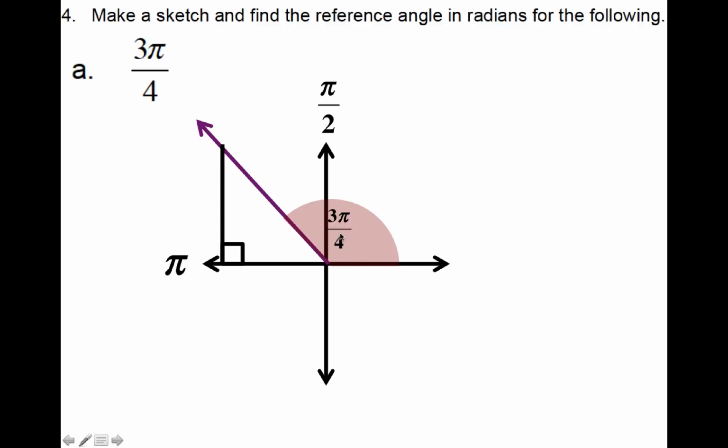If this is 3/4 of a pi, what's remaining as our reference angle is 1/4 of a pi, because that would fill up the rest of the full pi here. So my reference angle is pi over 4. Again, you only need the measure inside the angle and then written outside. You don't need any of these other parts. They're just there to help you.